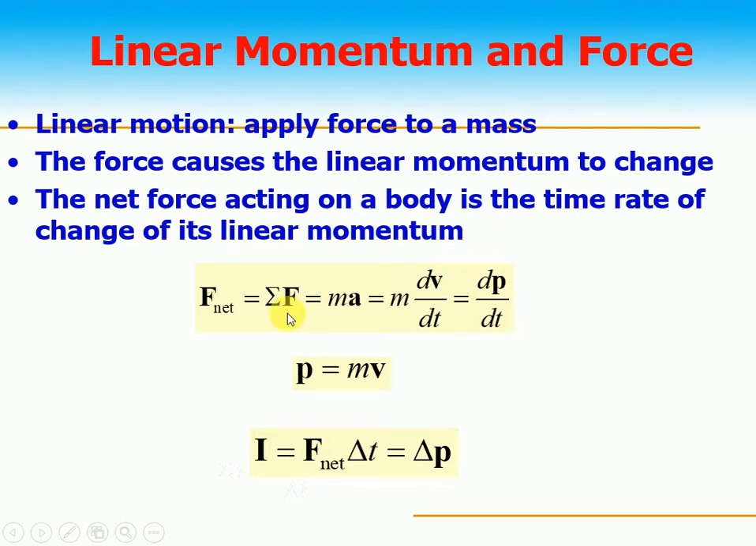Linear momentum and force: you know that the time rate of change of linear momentum is called force, where P is mv, and the impulse is the product of force and time, which is equal to the change in momentum. This same analogy is used in the case of angular momentum. So the time rate of change of momentum is called force and the change in momentum is called impulse.